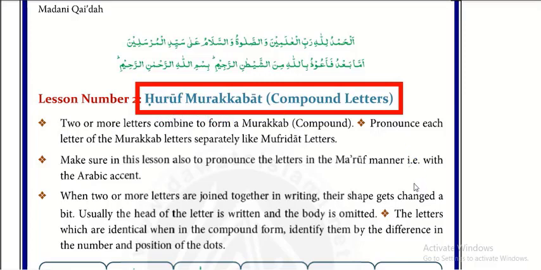Now, what are the compound letters? Compound letters means the combination of two or more letters together. It is written in the first point: two or more letters combined to form a murakkab, compound. Pronounce each letter of the murakkab letters separately like mufradat letters. That means two or more than two letters we can join together.